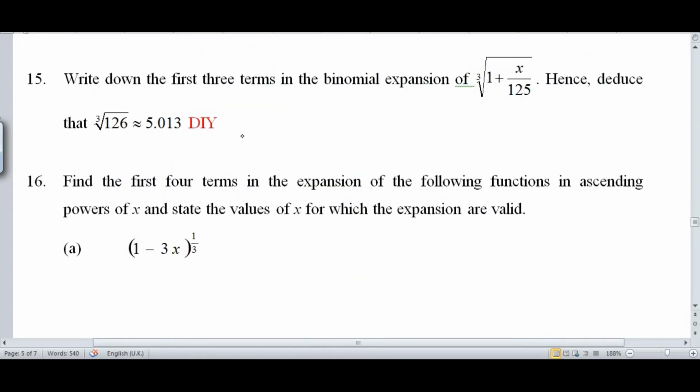You can have a try on number 15, where you have to expand this expression for the first three terms, and then from that you find the approximate value of the cube root of 1.6.